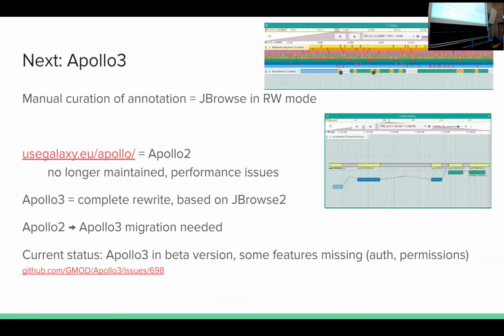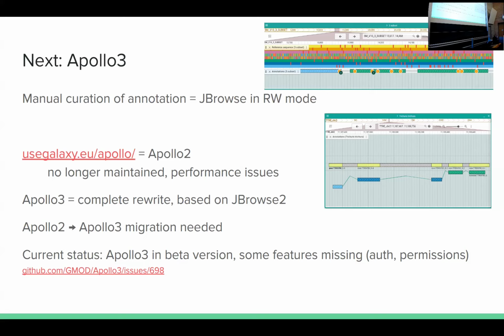And the last perspective is Apollo. So Apollo is kind of a Google Docs for annotation. So it's basically based on JBrowse with a plugin to make it writable, so people can change the structure of genes or add a functional annotation to genes like names or whatever.